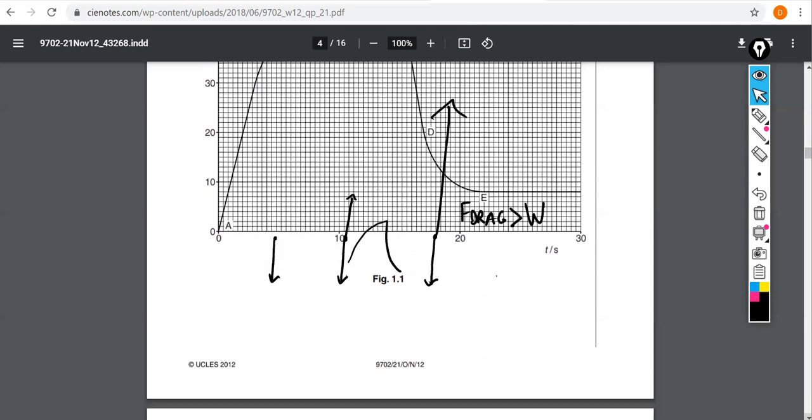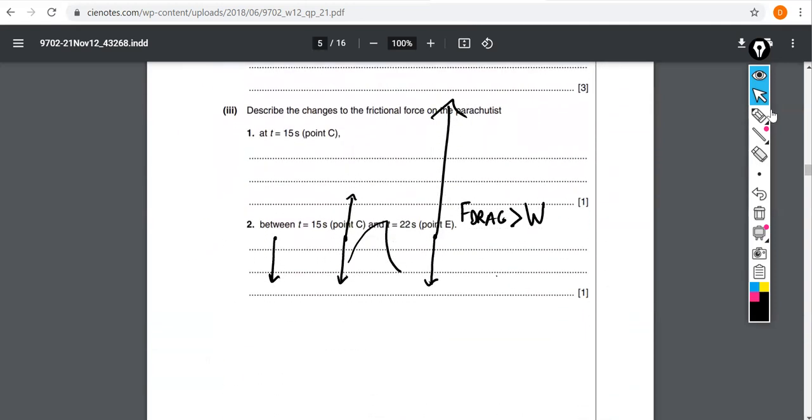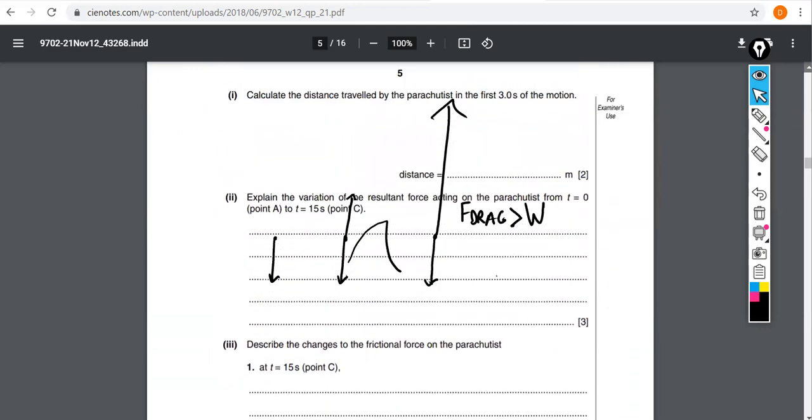So once again, try to put that in your own words. Or what question is this?